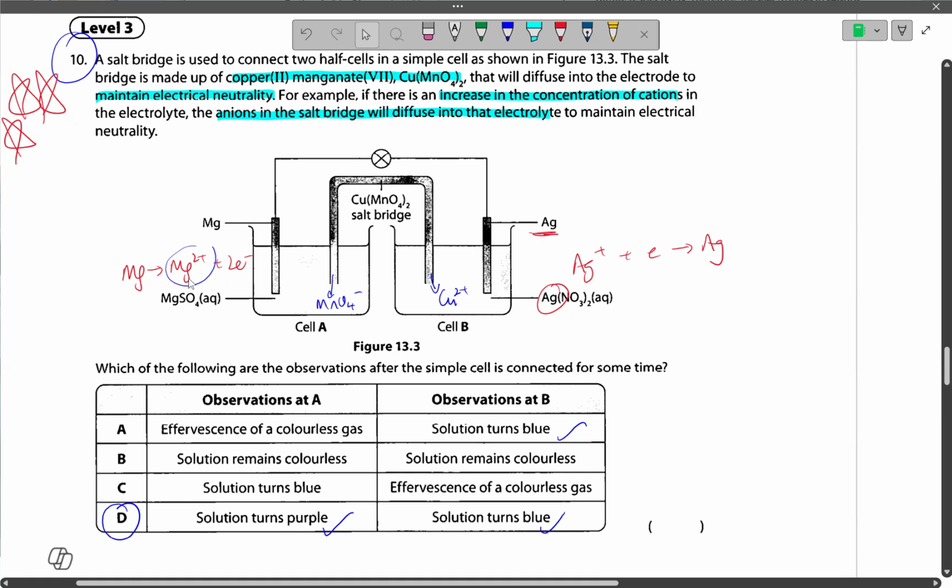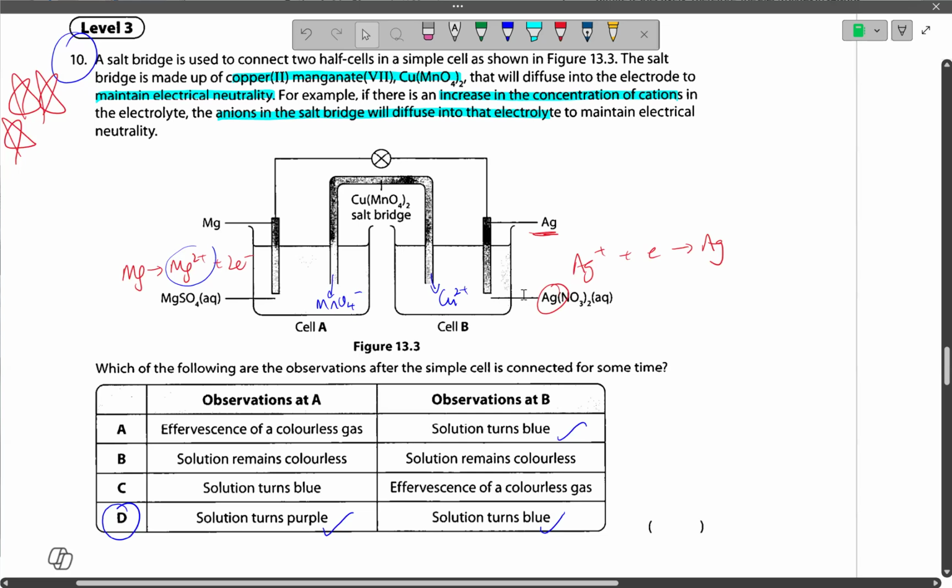So magnesium will be oxidized, and therefore positive ion increases, cation increases. Therefore, anion, which is purple permanganate, will come in. So therefore, A will turn purple because of permanganate coming in to balance the charge. They call it electrical neutrality of the electrolyte.